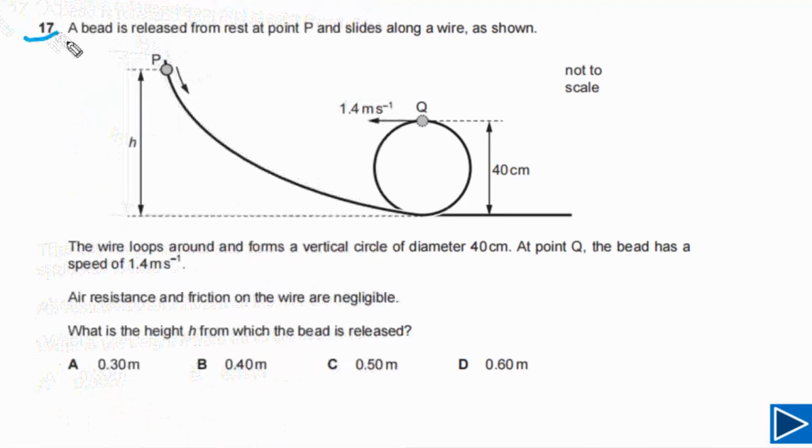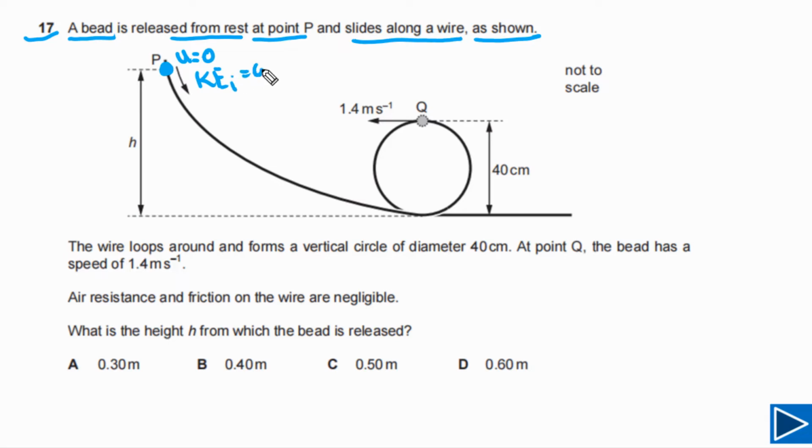For question number 17, it is given to us a bead is released from rest at point P and slides along a wire as shown in figure. So this is the bead. We release this bead from point P. At this point, the bead was at rest. So the initial speed of this bead is equal to 0. We can also say its initial kinetic energy is also equal to 0.